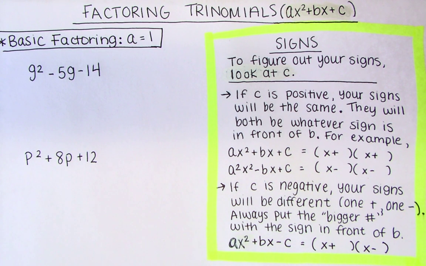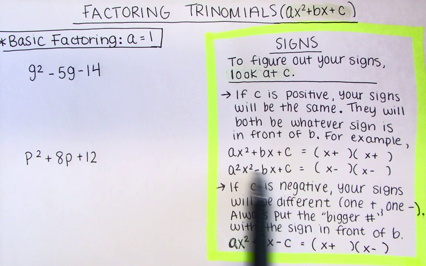The hardest part about factoring, I think, that trips most people up are the signs, okay? So I kind of gave you a little cheat sheet over here to the right that will hopefully jog your memory. So to figure out your signs, you're always going to look at C. If C, or your last term, is positive, your signs will be the same, and they will be whatever the sign is in front of B.